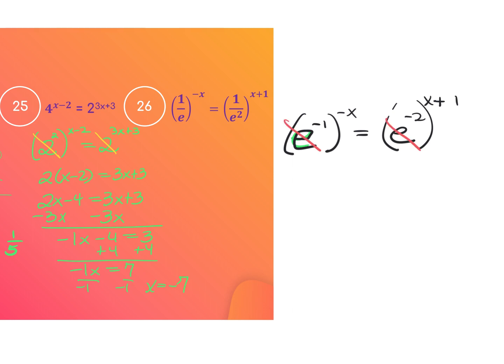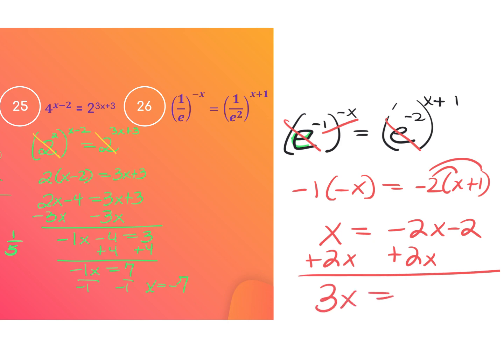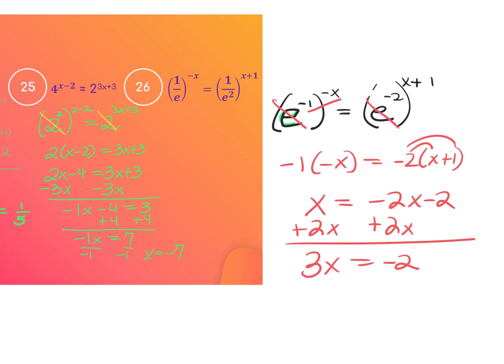Get rid of the e's. So I got a same base of e. Multiply this power to the power. So negative 1 times negative x, and then negative 2 times x plus 1. I'm going to distribute and multiply here. So negative 1 times negative x gives me positive x. Distribute the negative 2. Combine my like terms. Add 2x to both sides. 3x equals negative 2. Divide by 3. And x equals negative 2/3.